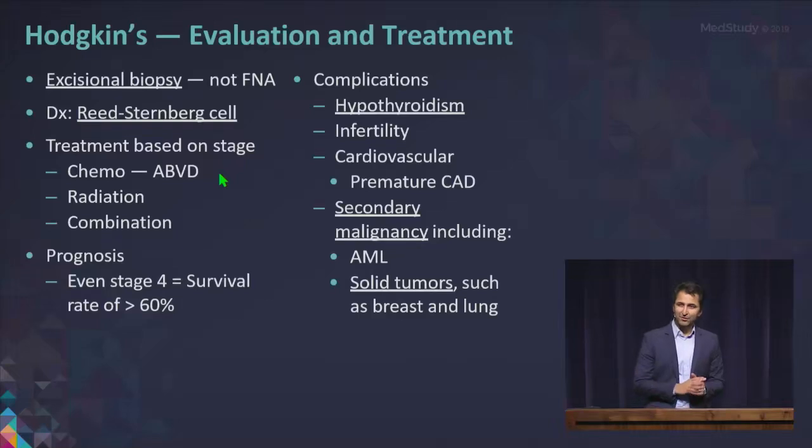Treatment is based on stage, but usually involves some combination of chemotherapy and radiation. The chemotherapy regimen that you should know is ABVD, and the individual drugs, and we'll talk about this next hour in oncology, but adriamycin, bleomycin, vinblastine, and dacarbazine. The prognosis, thankfully, is pretty good, even with stage 4, 60% long-term survival rate.